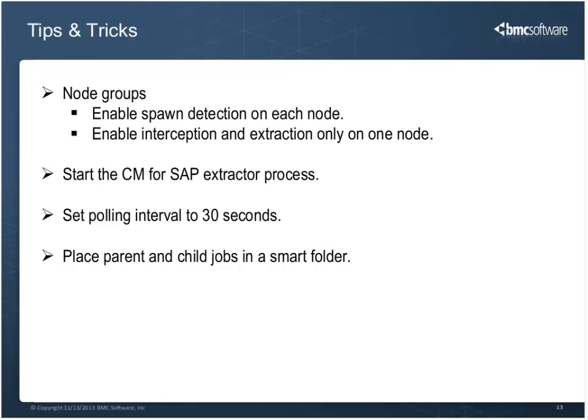Also, the parent job may not complete if the wrong template job is used, so be sure to specify the correct template job. In the presentation, you saw delays when jobs were executing and detected by Control-M. To reduce those delays, the polling interval for the extractor process can be reduced to, for example, 30 seconds safely. For parent and spawn jobs, you can place them in a smart folder and use a condition to ensure the parent and child processes are completed before running another process.